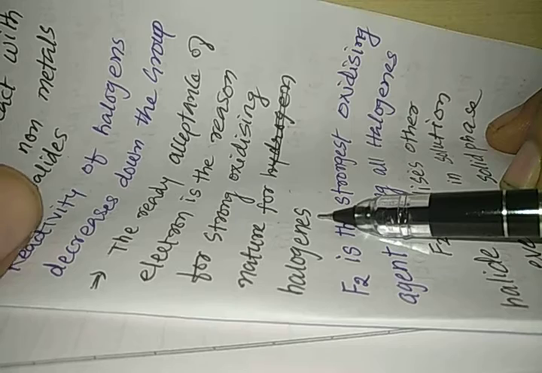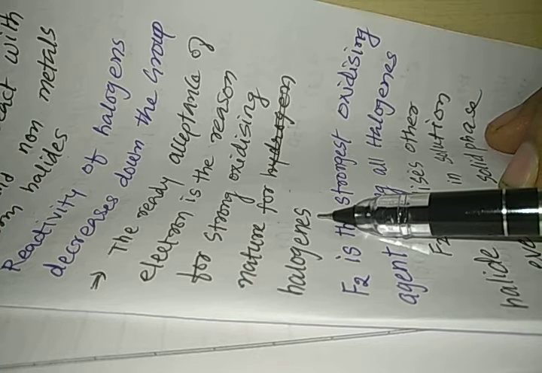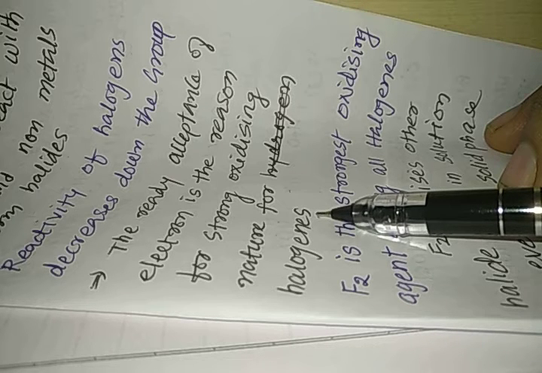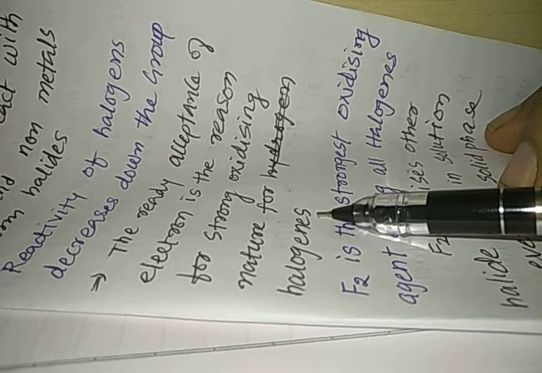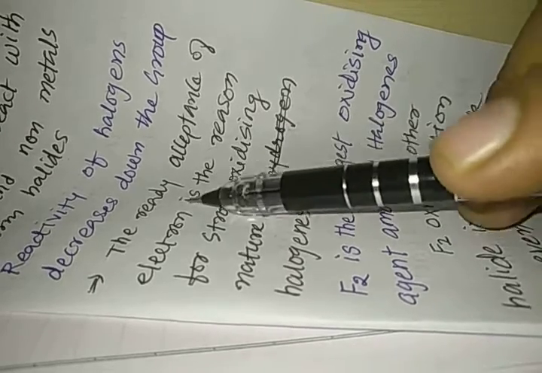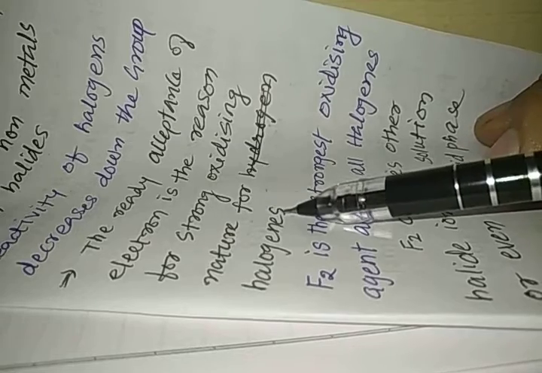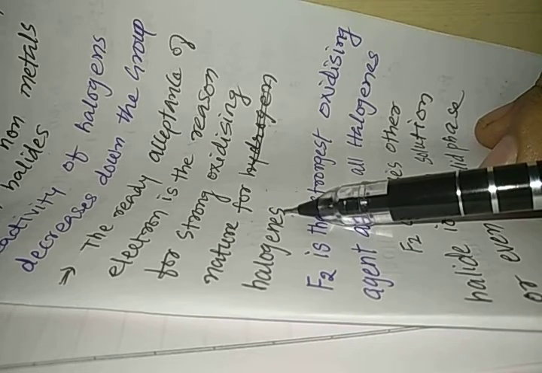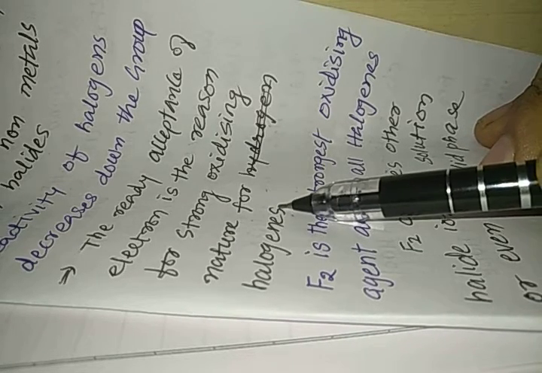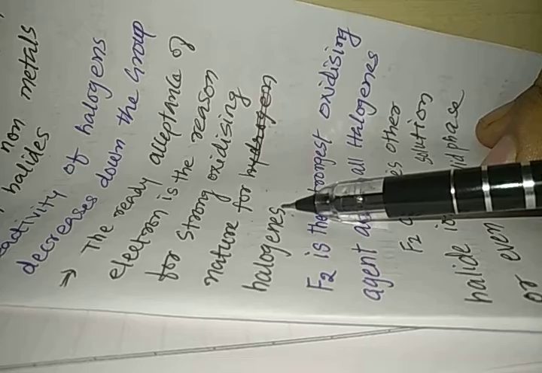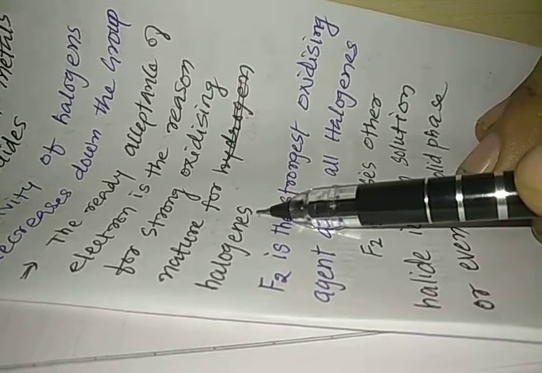The ready acceptance of electrons is the reason for the strong oxidizing nature of halogens. Halogens are oxidizing in nature: when someone oxidizes another, it itself is being reduced, and reduction takes place by accepting electrons. Halogens have ns2 np5 electronic configuration. They just want to become like inert gases, so they need just one electron and readily accept one electron, and that is why they are oxidizing in nature.